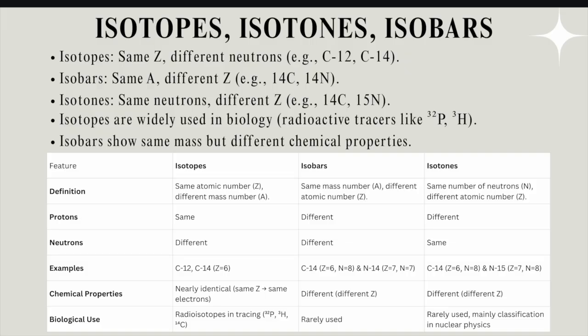Let's go further. Isobars show the same mass but different chemical properties. Of course, as I've already told you, in isobars there are going to be two different types of atoms, and two different atoms will have different properties.